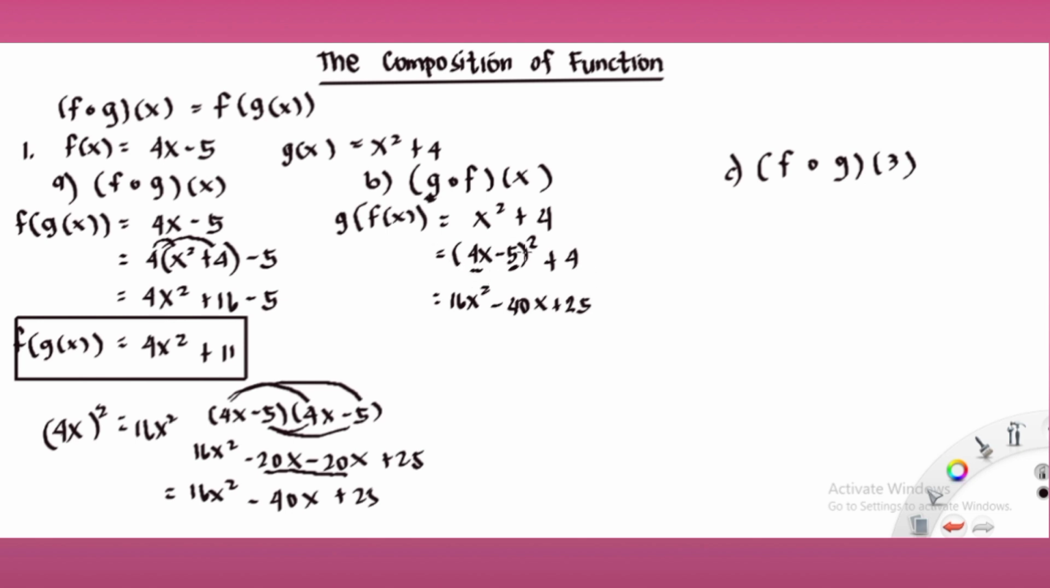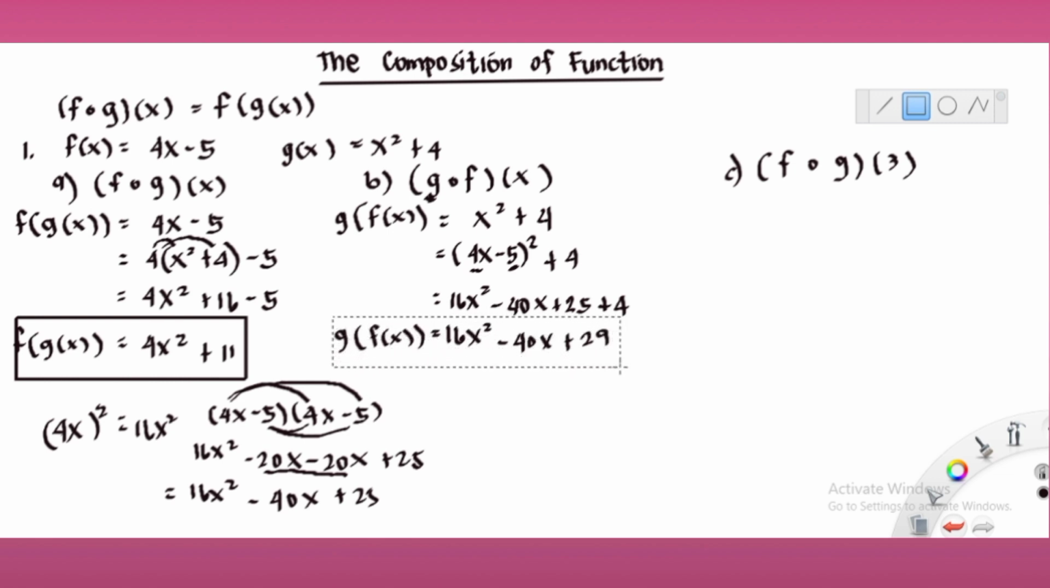And then, so ito na po yung expanded form ng 4x minus 5 squared. We have to copy plus 4. Combine like terms. So, copy 16x squared, wala siyang ka-like term. This same with minus 40x. And then 25 plus 4, that is 29. Therefore, the g of f of x, or g circle f of x, is 16x squared minus 40x plus 29.